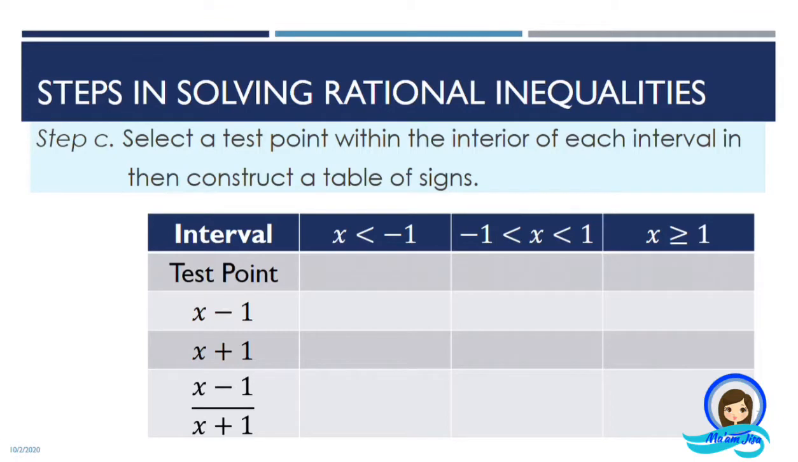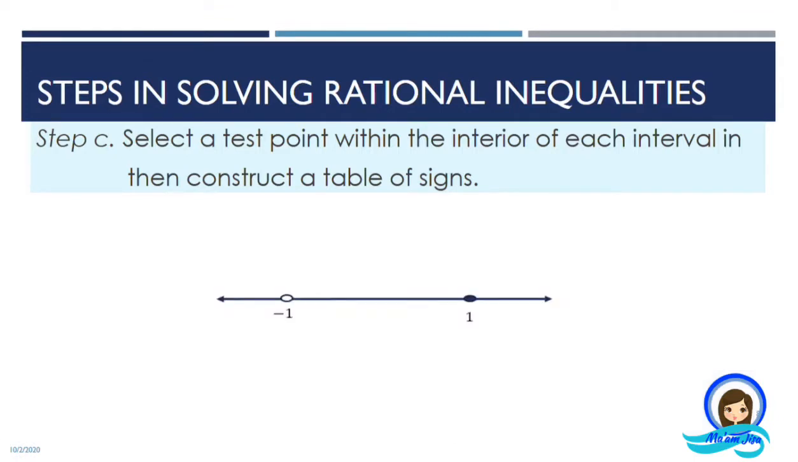If we look back at our second step, we have this number line. And as you can see, the circles here divide the number line into 3 intervals. What are these? We have the first interval, the second interval, and the third interval. In our first interval, x less than negative 1, or from negative infinity to negative 1. In our second interval, we have negative 1 less than x less than 1. And in our third interval, we have x greater than or equal to 1. Again, since the inequality symbol used is greater than or equal to, our circle here is shaded.